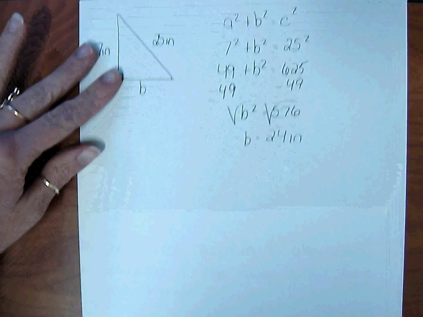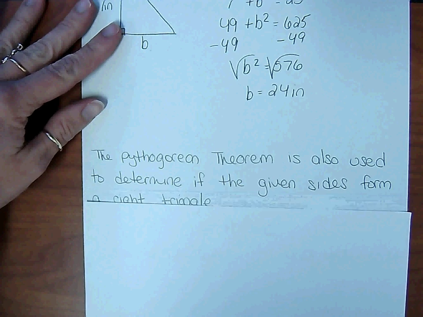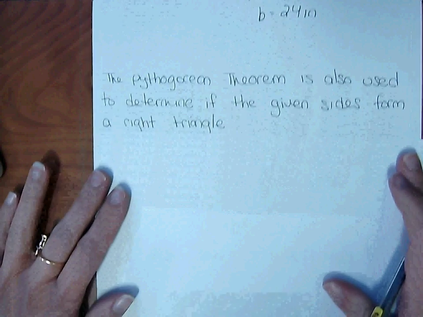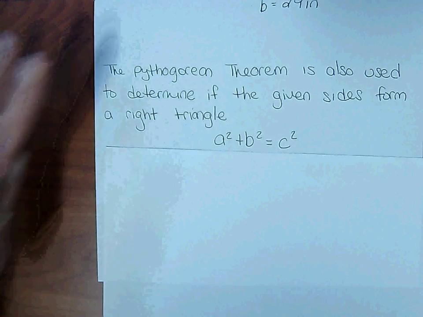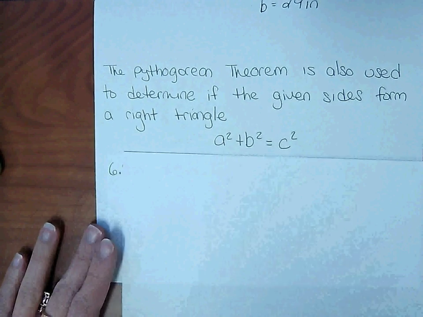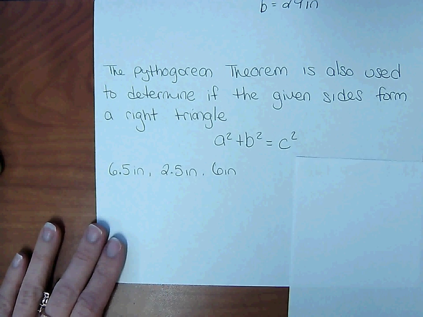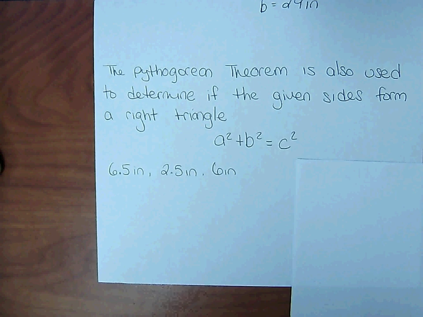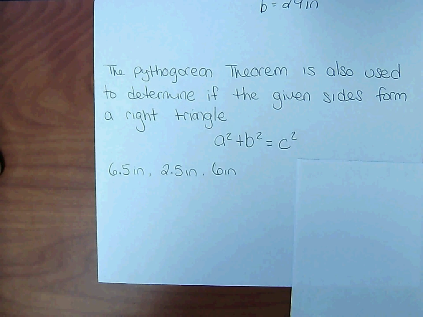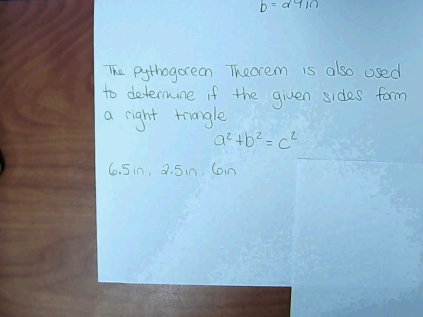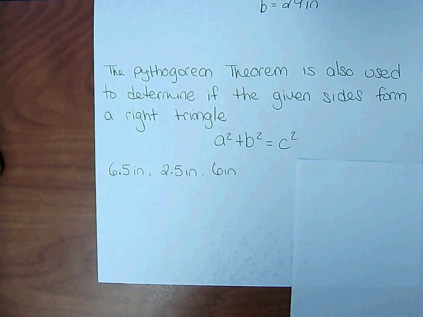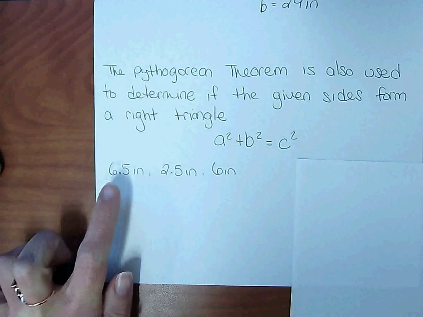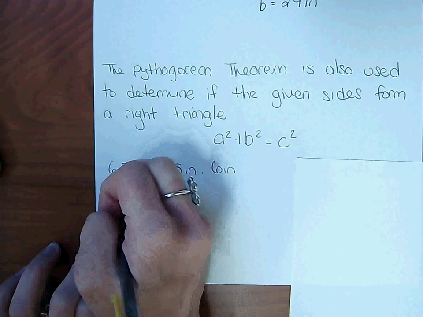The other use is to determine if the given sides form a right triangle. So the Pythagorean theorem, A squared plus B squared equals C squared. What we need to do is take our measurements and plug them into the formula and see if we get a true statement on both sides. Well, remember that C is the longest side. So once again, it matters what number we plug in for the C, or the hypotenuse. And in this case, the 6.5 has to be our C.